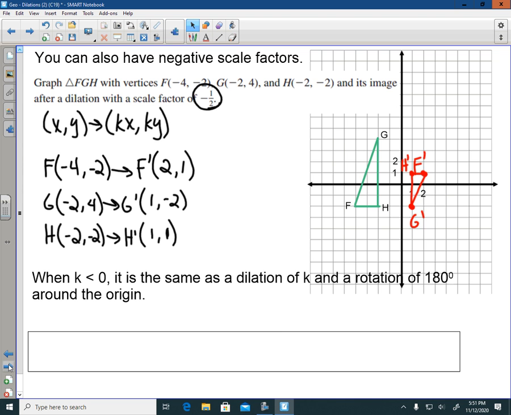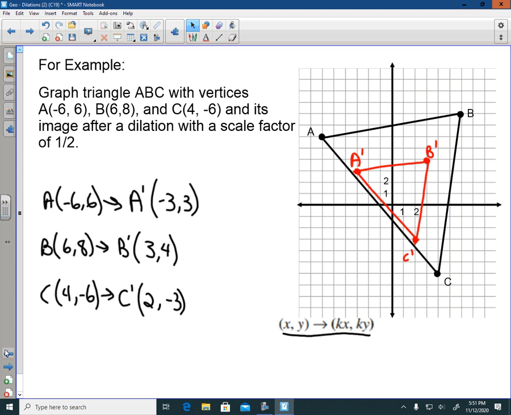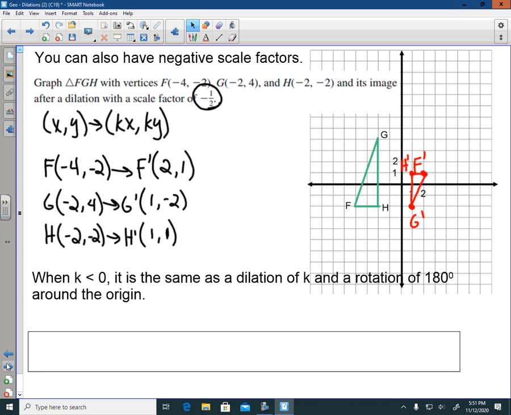So going back to this first example, a scale factor of positive 1/2, in other words, somewhere between 0 and 1, just shrinks the object. But if it's negative 1/2, it shrinks the object, but it also flips it 180 degrees. That's what the negative does. So when your scale factor k is less than 0, in other words, negative, it's the same as a dilation of k and a rotation of 180 around the origin. And that's the key to negative scale factors, folks. It comes with a rotation embedded in it.